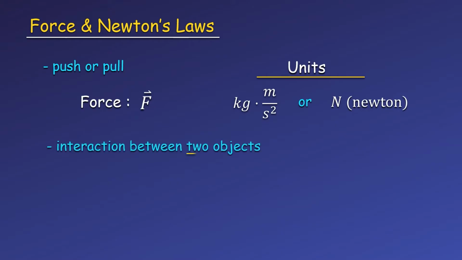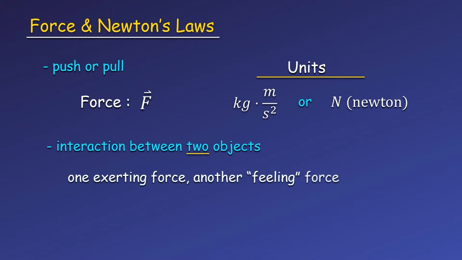A force is always an interaction between two different objects. One of the objects is always exerting the force, and the other object is feeling the force, or having the force applied to them. Sometimes the object that is exerting this force is called the agent. This is an important detail. We need to always keep track of which object is actually feeling the force we're interested in.